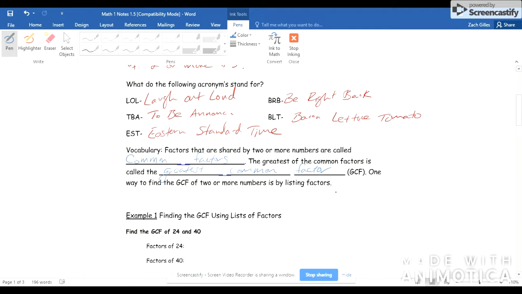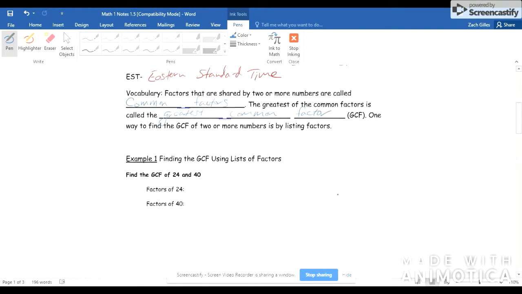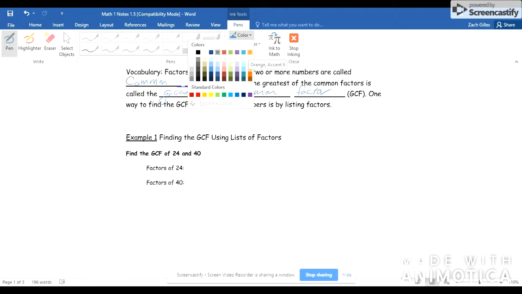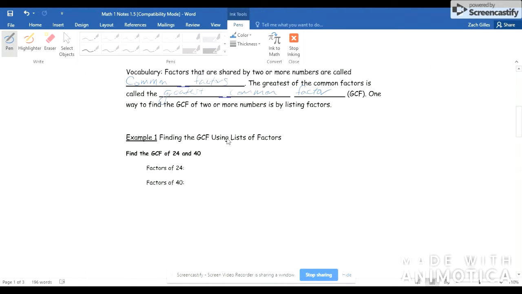One way to find the GCF of two or more numbers is by listing the factors. And this is the method that I will do most of the time. So for example 1 here, this is what I like to do, but I'm going to show you another method today that works as well. Okay, so here's the list method. Find the greatest common factor using lists of factors. Find the greatest common factor of 24 and 40.